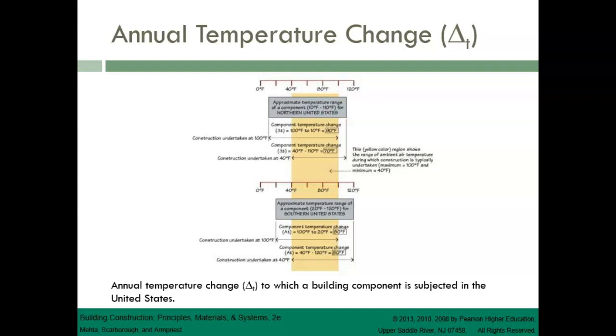Depending upon the location and the time of year that the material is installed, the material will always experience a swing in temperature change. For example, if it's installed in the winter, it could be that the material itself will change temperature up to 90 degrees Fahrenheit. And that's going to be the worst case scenario. If you take a look at the diagram in your text, 90 degrees Fahrenheit is the worst case scenario in terms of temperature differential.